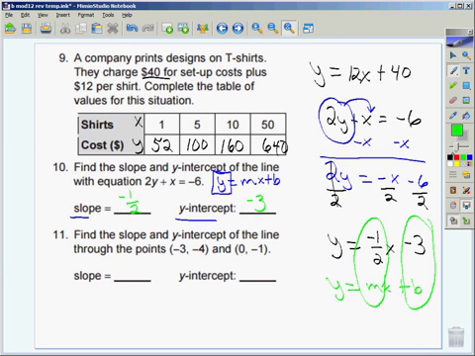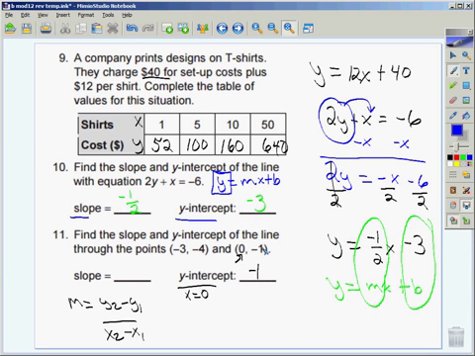Number 11. The slope can be found by using the slope formula, y2 minus y1 over x2 minus x1. The y-intercept is any time you see where x has a value of 0. Well, if I'm looking at these 2 points, this one, x has a value of 0, so the y-intercept is negative 1.